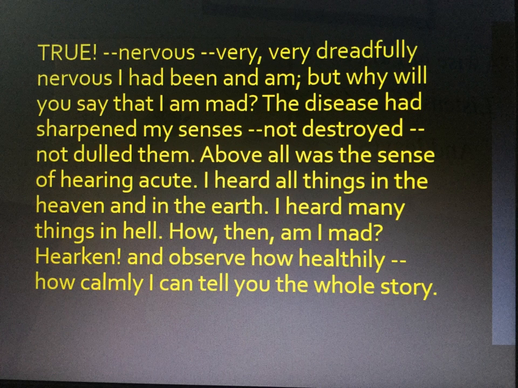The disease had sharpened my senses. Again, we've got our dash. Not destroyed, not dulled them. The writer wants us to look at not destroyed. Now we've had a change. We've gone from him telling us he's nervous to the idea of a disease. Again, there's a lot we can say there in the change of topic. Above all was the sense of hearing acute. I heard all things in the heaven and in the earth. I heard many things in hell. Repetition of I heard. Repetition is a structural device.